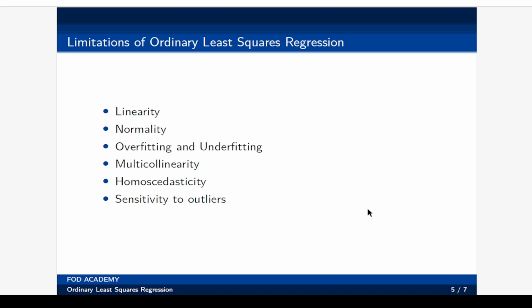Multicollinearity. When independent variables are highly correlated with each other, it becomes difficult to isolate the individual effect of each predictor on the dependent variable. This can lead to large standard errors for the coefficients, making it difficult to determine their significance. Homoscedasticity. OLS assumes that the variance of the residuals is constant across all levels of the independent variables. Hence, if the variance of the residuals changes, it can lead to inefficient estimates and affect the validity of hypothesis tests. Sensitivity to outliers. OLS is sensitive to outliers, which can excessively affect the estimated coefficients. Outliers can distort the regression line and lead to misleading results.